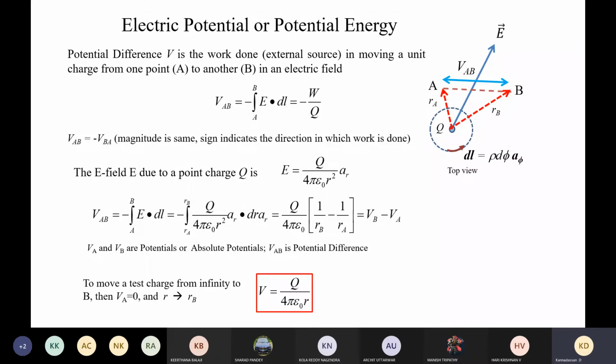The same potential energy in the mechanical case is completely different. It purely depends on the height. Here it purely depends on the charge, the location of the charges which are contributing this electric field. So in other words, there it is a gravitational field, here it is an electric field, like that.